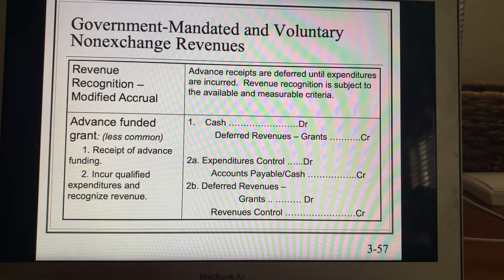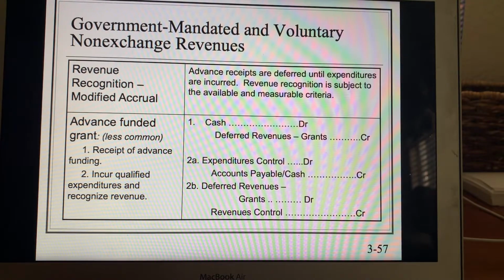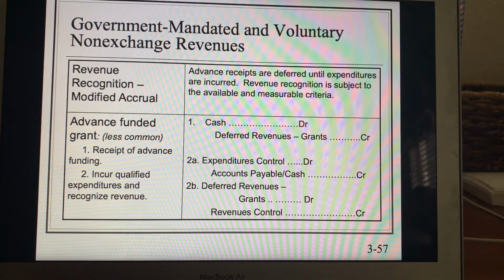Here's the same thing. This is modified accrual. Advance funded grant, less common: cash, debit; deferred revenues, grants, credited. And that was revenue, receipt of advance funding, is 1. So 2 is incur qualified expenditures and recognize revenue. Expenditure control is going to be debited, accounts payable or cash is going to be credited, and then deferred revenues, grants is going to be debited, and then revenues control is going to be credited.